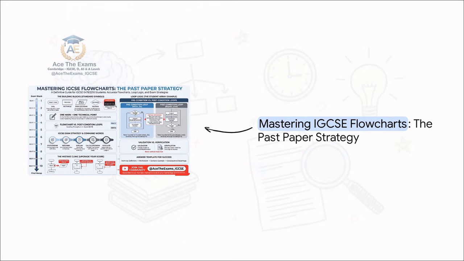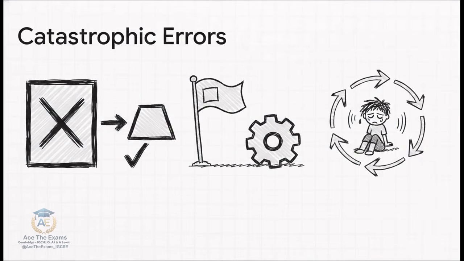But what's really interesting is this mistake clinic at the bottom. It highlights some pretty catastrophic errors, like the dreaded infinite loop. Let's actually break down those catastrophic errors, because examiners will instantly dock your marks for these. First up, using the wrong symbol for an input or output. Remember, parallelograms, not rectangles, are for inputs.